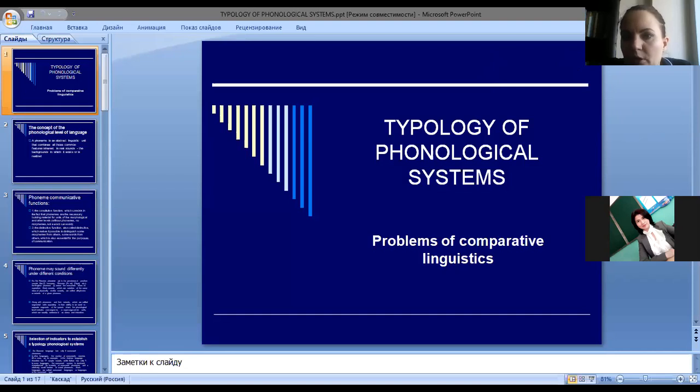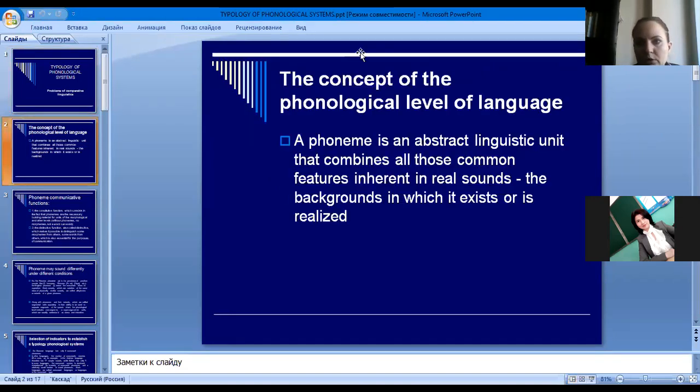So today we are going to speak about typology at different levels, and we are going to start with typology of phonological systems. A little bit of revision. We are going to start with the concept of the phonological level of language. Among those levels that form a complex structure of language, the phonological level should be called the first. The basic unit of this level is the phoneme.